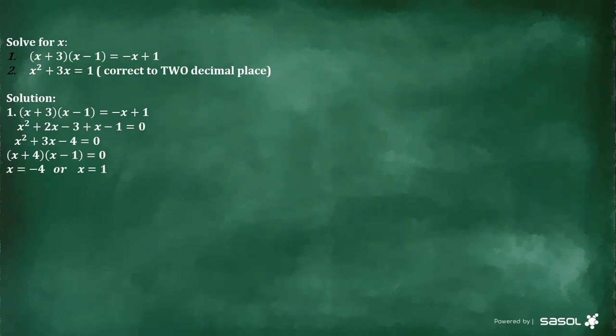That's how you should answer the first question. Now the second question says x squared plus 3x equals 1, and there's a message next to this question that says correct to two decimal places. So every time you come across a question that has an instruction next to it saying correct to decimal places, it's very clear that in this question we don't have factors.